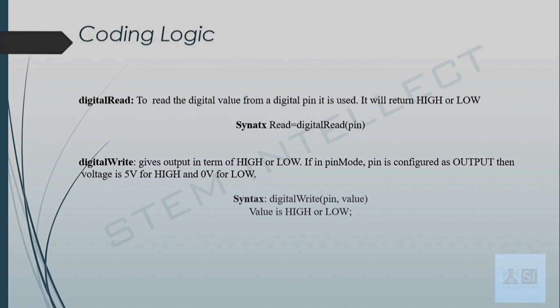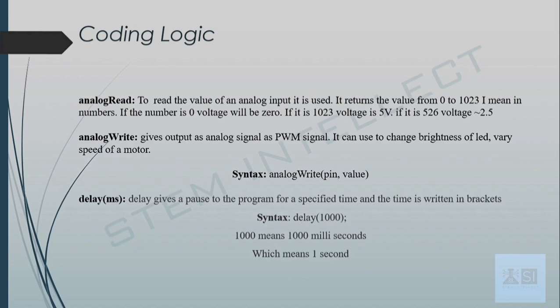So next is digital write. So it gives output in terms of high or low. So if in pin mode the pin is configured as output, then the voltage is 5 volt for high and 0 for low. So syntax is digitalWrite(pin, value). So the value is high or low, and instead of pin you can write the pin number or a variable. So that is all up to you.